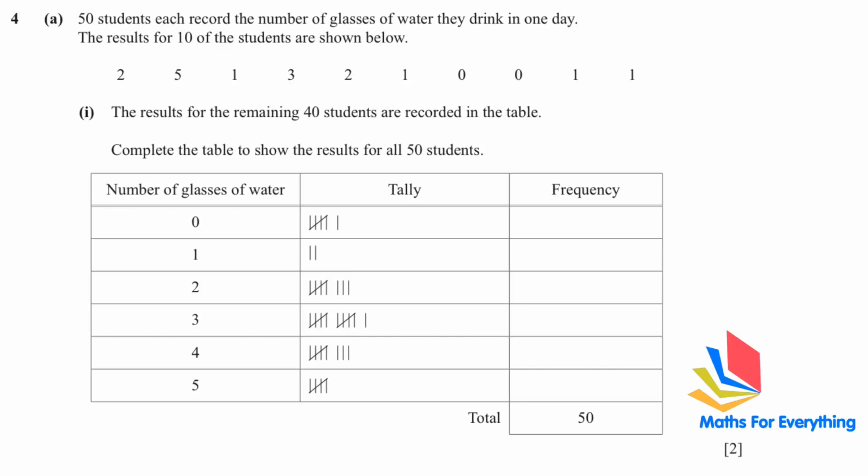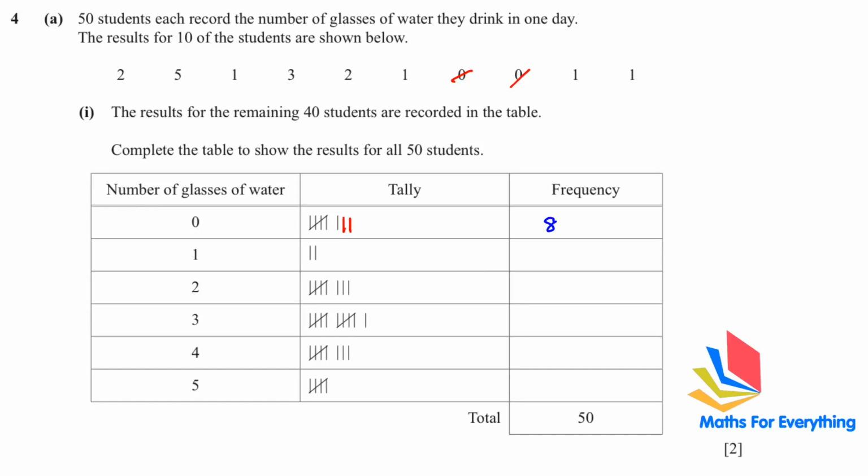Question number 4. 50 students each record the number of glasses of water they drink in one day. The results for 10 of the students are shown below. So these are the results for only 10 students, and the results for the remaining 40 students are recorded in the table. Complete the table to show the results for all 50 students. So let's start with 0. There is 1 zero here and 1 zero here. So we'll make 2 lines and that will be total frequency 8.